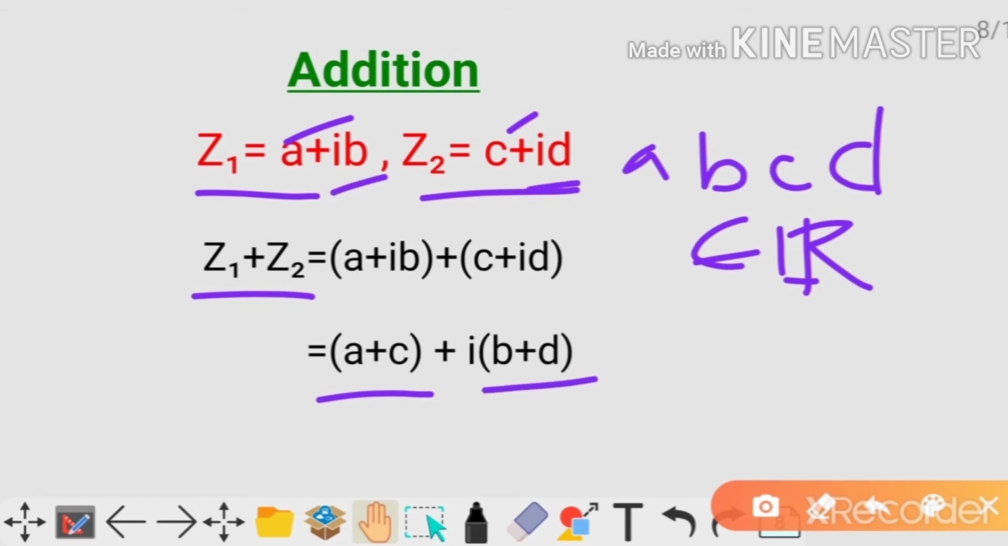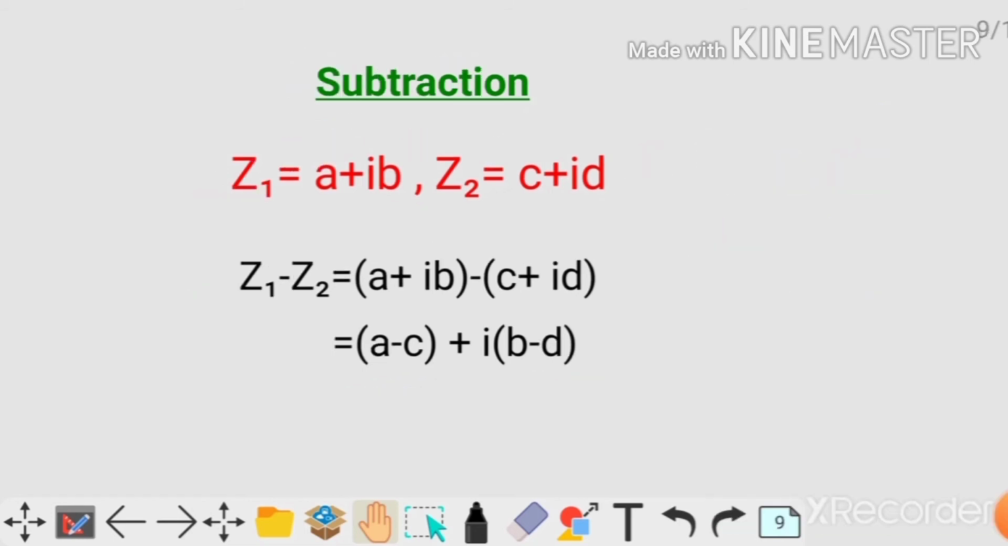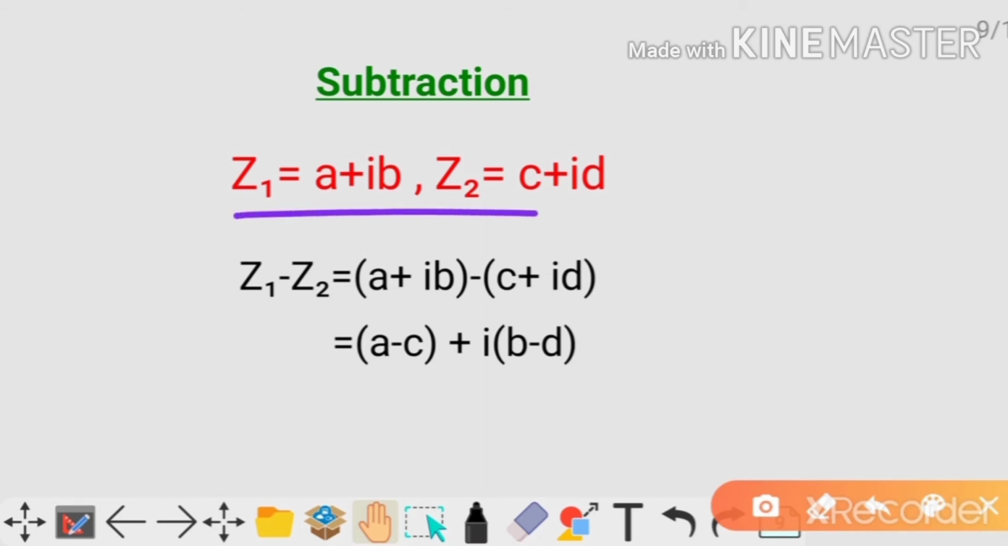Now let's move to the subtraction. It is actually similar to addition. We have taken the same two points and just subtracted them: a minus c is the real part, and we have subtracted the imaginary parts as well.